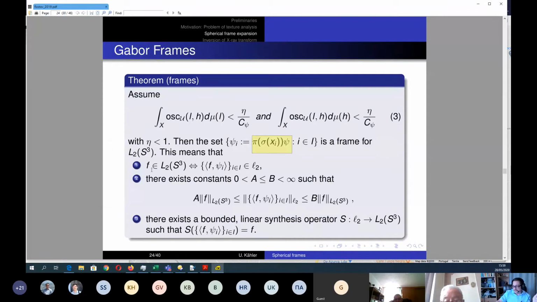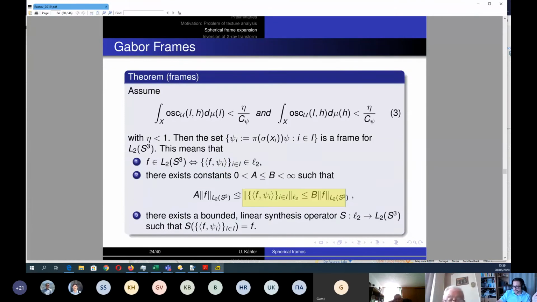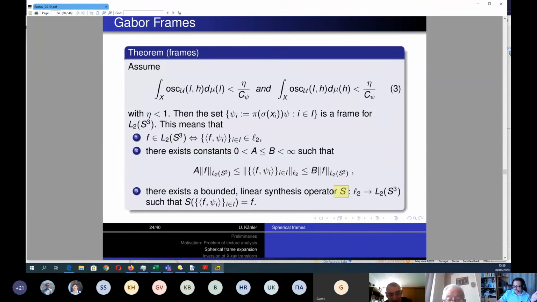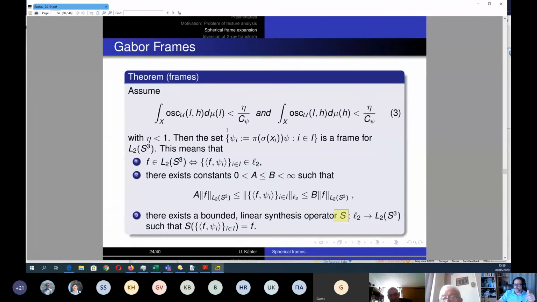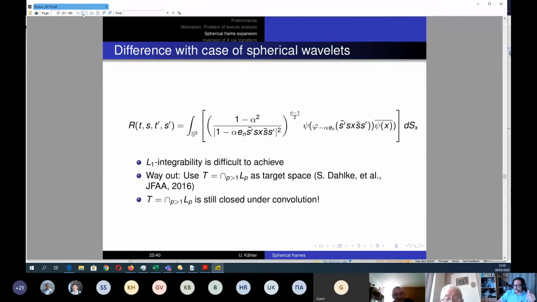This means that if f is in L2, the coefficient sequence will be in small l2, and there are constants that we actually set beforehand. The norm of the sequence of our Fourier coefficients will be an equivalent norm to the other thing. And of course, you have the synthesis operator, a frame operator and an adjoint frame operator, and if you put them together, you can build your function back from it. So that is one of the things we can do.